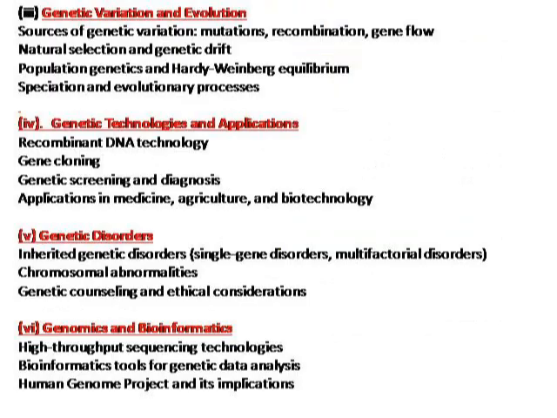The third chapter encloses sources of genetic variation. These are mutation, recombination, gene flow, natural selection and genetic drift. Population genetics and Hardy-Weinberg equilibrium are also part of it, as we know that mutation or genetic variations are the main cause of speciation and evolutionary processes.